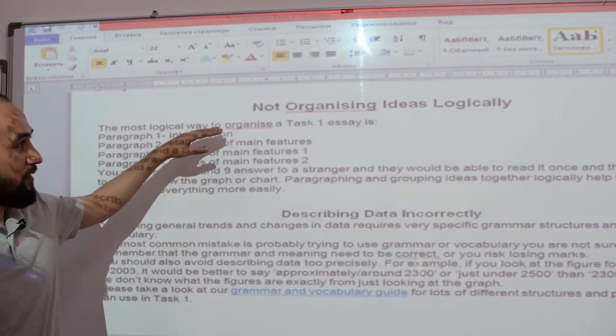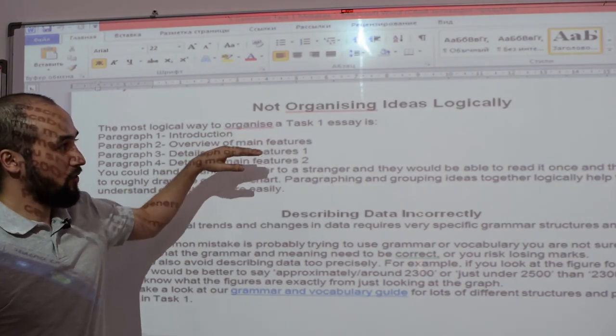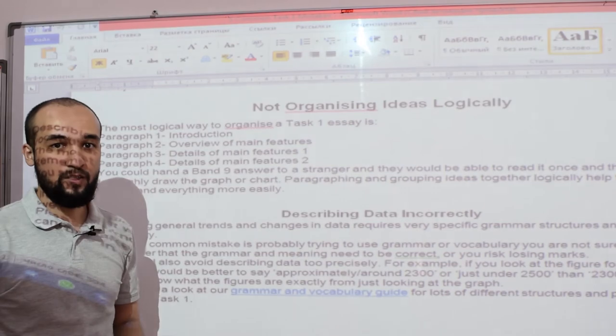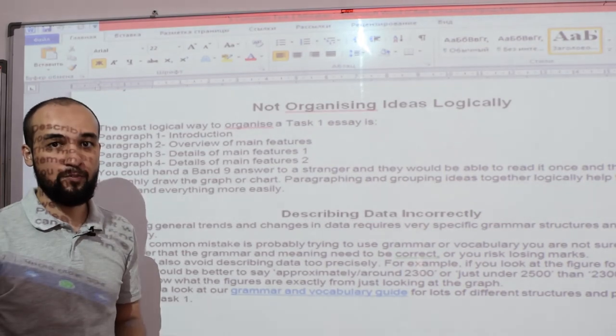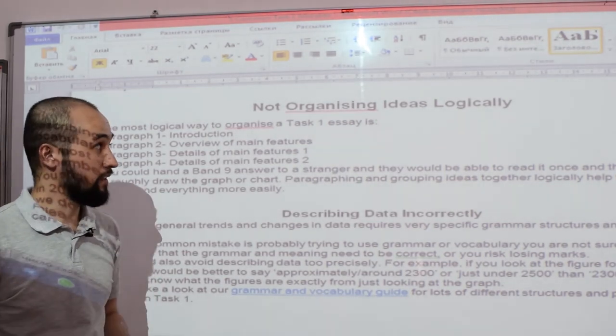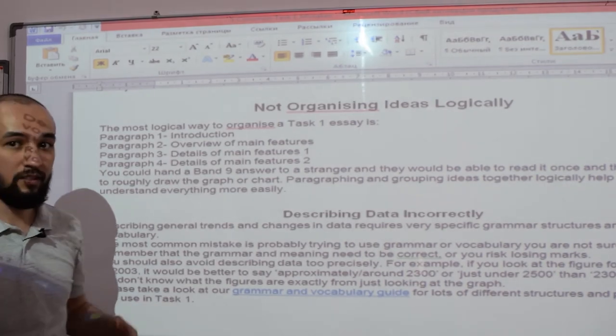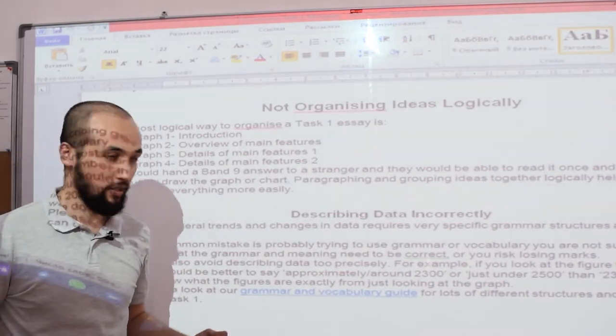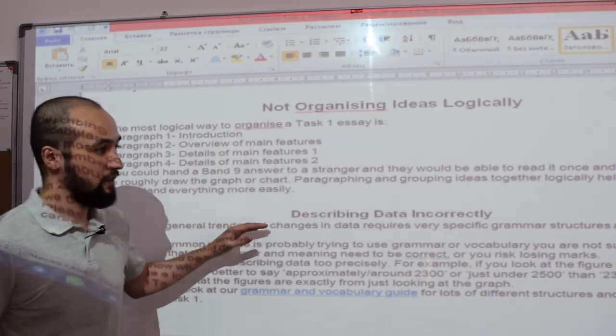As I mentioned, the next mistake is not organizing ideas logically. I would translate this one as writing with a mess: not ordering, not preparing, not organizing the ideas and the info here. So be organized.